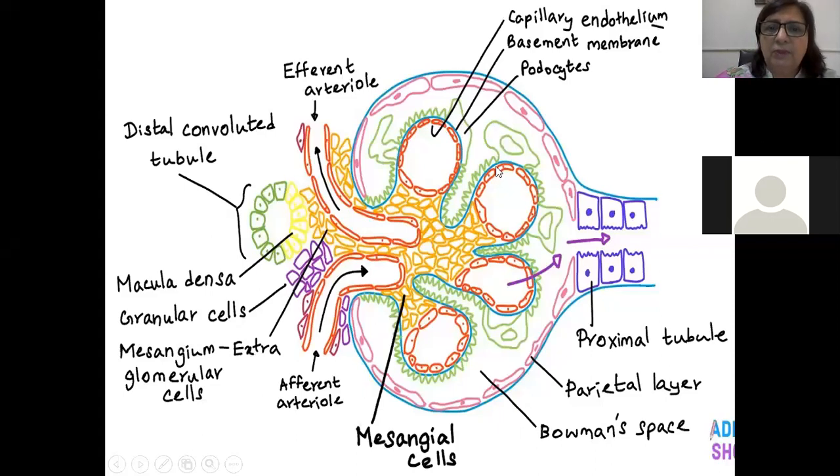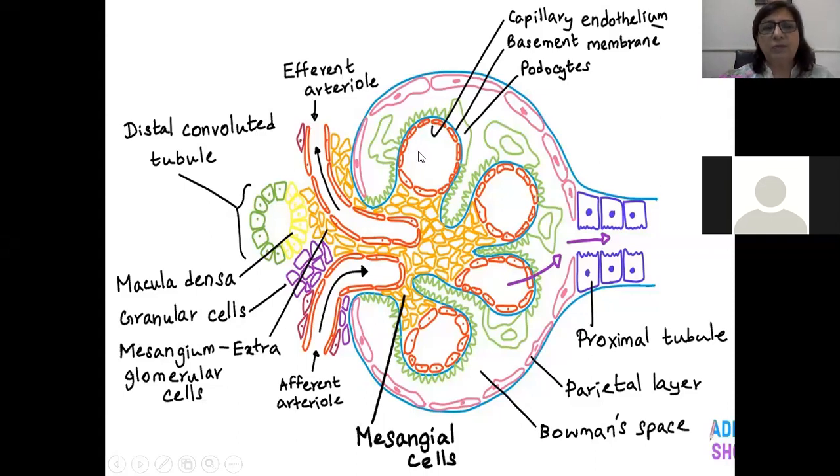The epithelium of these capillaries is fenestrated epithelium. Fenestrated epithelium means that they have got pores in between. Then there is a basement membrane. This basement membrane is composed of three components: lamina rara interna and externa, and the lamina densa which is present in the middle. And then there are visceral epithelial cells which are known as podocytes, and they have got foot processes. So we have got podocytes with foot processes, basement membrane, and an endothelium lining which has also got fenestration, or gaps in between.